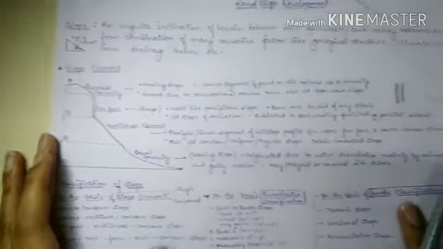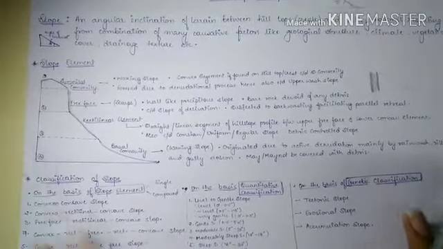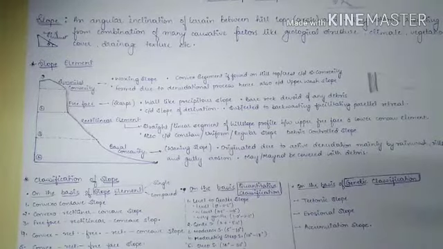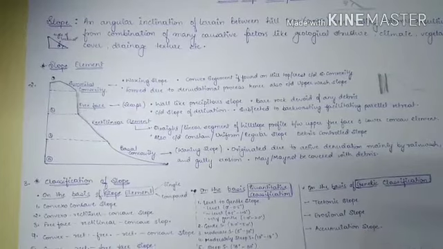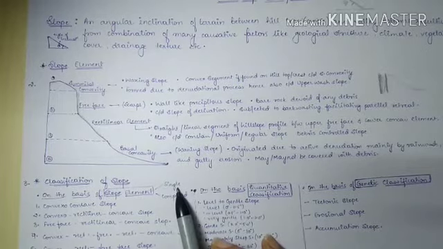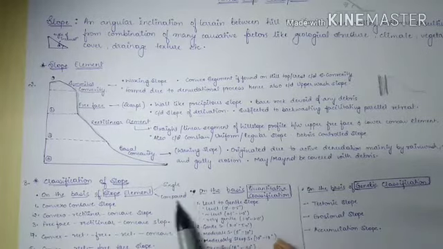Now we will classify slopes. Slopes can be classified on the basis of slope element, quantitative classification and genetic classification. So they can be classified in three types. The first one is on the basis of slope element, where we have single or simple slope and compound slope.